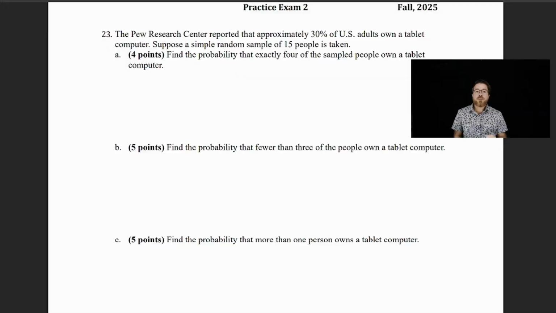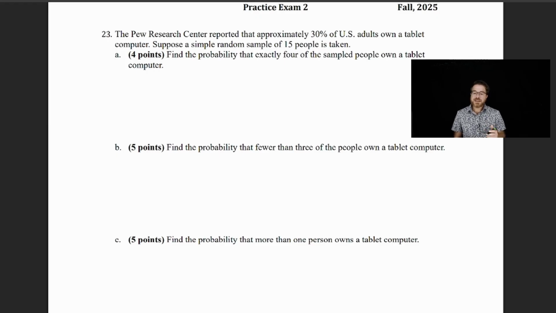0.4281. Problem 23 says the Pew Research Center reported that approximately 30% of U.S. adults own a tablet computer. Suppose a simple random sample of 15 people was taken. Part A, find the probability that exactly 4 of the sampled people own a tablet.